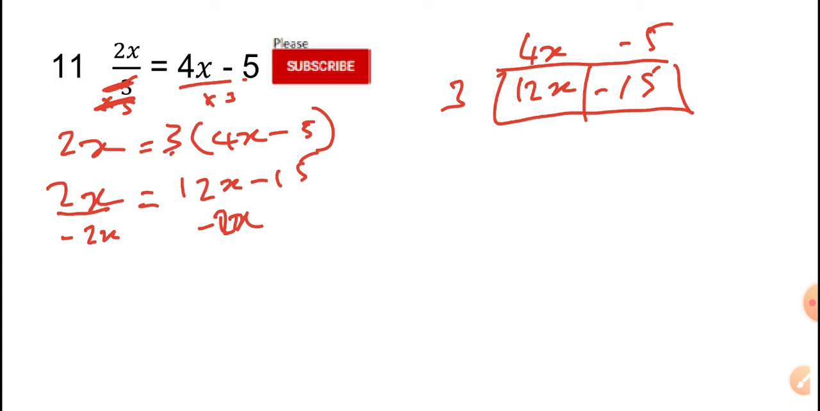So how do you do that? To take away 2x, if I take away 2x on this side, I have to take away 2x on that side as well. So 12x take away 2x is 10x. Then just copy down the minus 15, and the left hand side is just equal to 0. Now to get the x on its own, I have to get rid of this minus 15, so I have to add 15 to both sides.